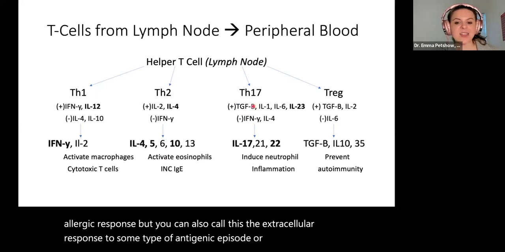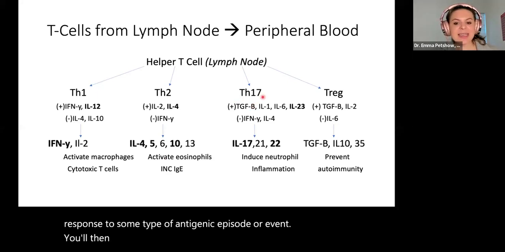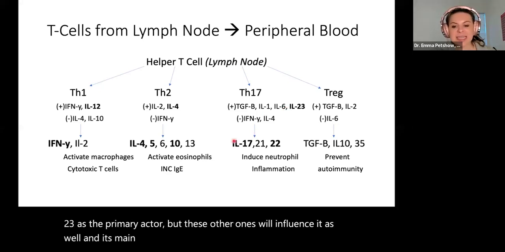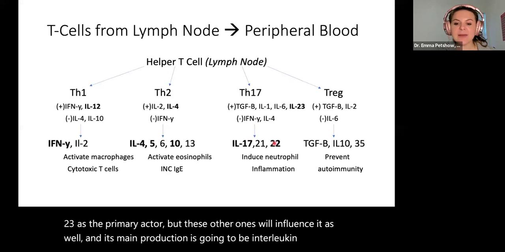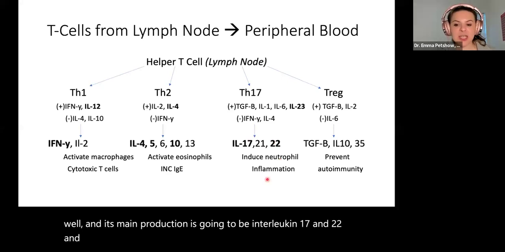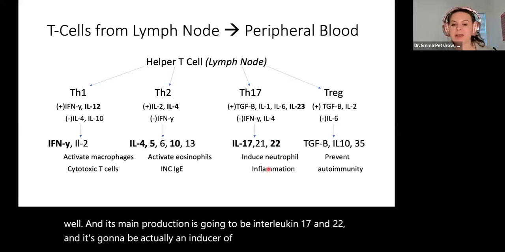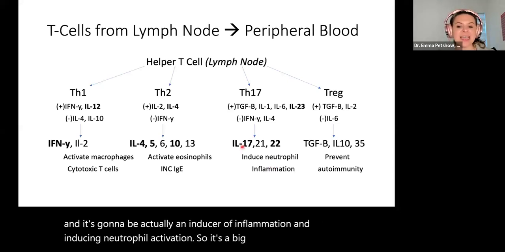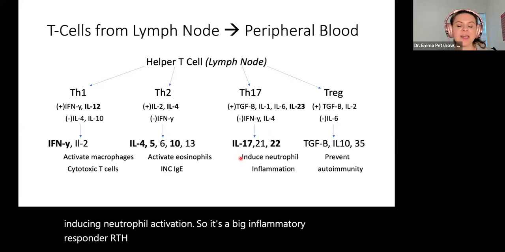You'll then see Th17. Th17 is induced by IL-23 as the primary actor, but these other ones will influence it as well. Its main production is going to be interleukin 17 and 22. It's going to be an inducer of inflammation and of neutrophil activation. So it's a big inflammatory responder, our Th17, giving this kind of inflammatory response.